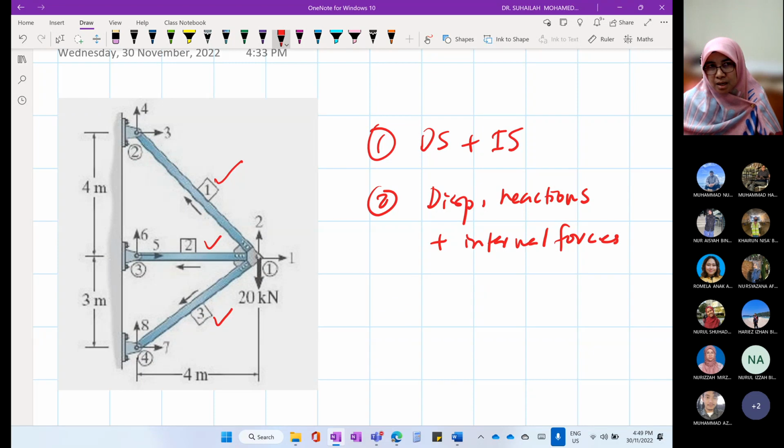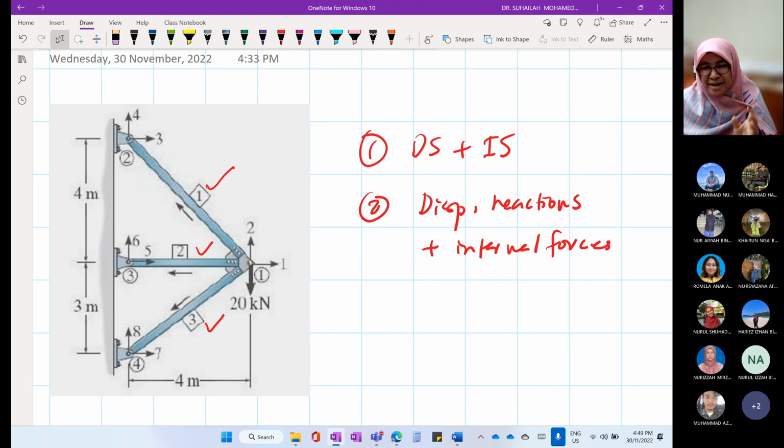This is actually the method that is used worldwide. You can also find this method in finite element method. Stiffness method is also known as finite element method. But for stiffness method in this course, CS 521, we will focus on the global coordinate system only.